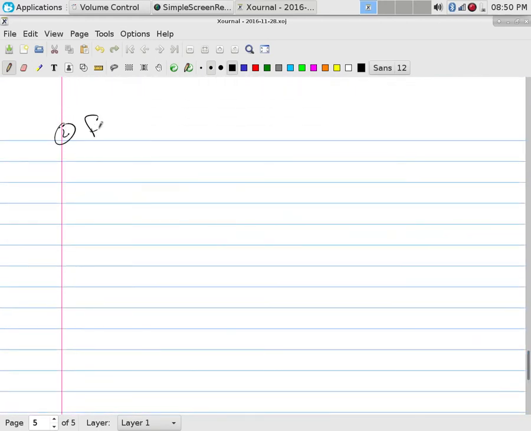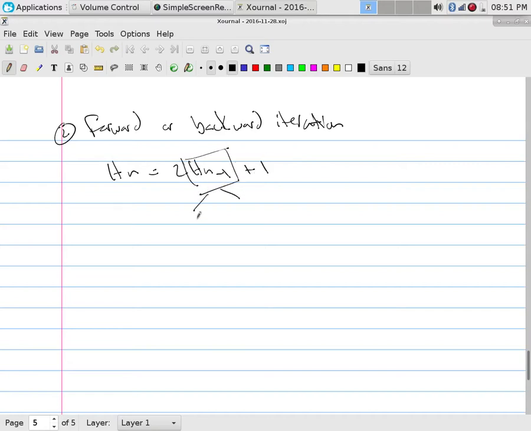The other older technique, instead of guess and check, the second one would be forward or backward iteration. And that's just things like, okay, so if h sub n is twice h sub n minus 1 plus 1, then this is simply twice h sub n minus 2 plus 1. Plug that in for that. That's 2 times 2 h sub n minus 2 plus 1, plus 1. And so my h sub n has become 2 squared h sub n minus 2 plus 2 plus 1.